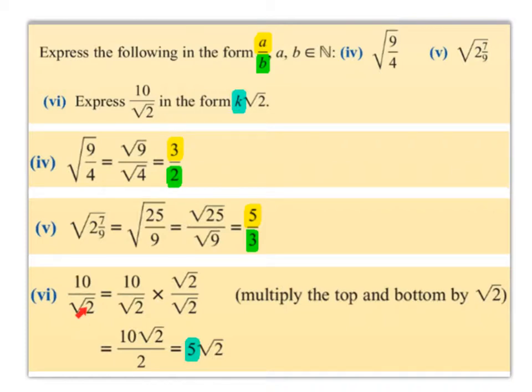Then 10 over root 2, well, we don't want a fraction, and really what we're trying to do is rationalize the denominator, because we want to end up with something times root 2, so we don't want a surd in our denominator. So we're going to rationalize the denominator by multiplying above and below by root 2. Multiplying the top and the bottom by root 2, you're really multiplying by 1, because anything divided by itself is 1. So 10 times root 2 is just 10 root 2, and root 2 times root 2 is 2, and 10 divided by 2 is 5, so you get 5 root 2.